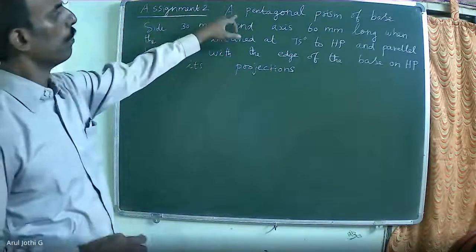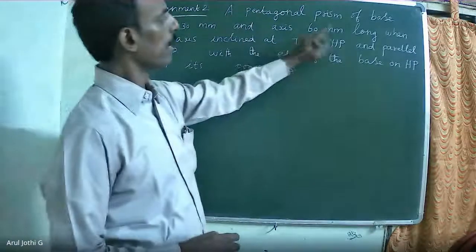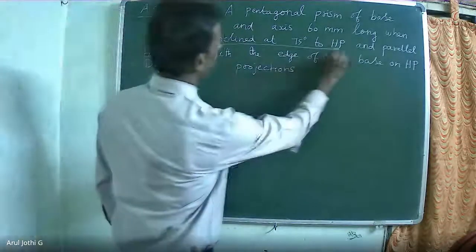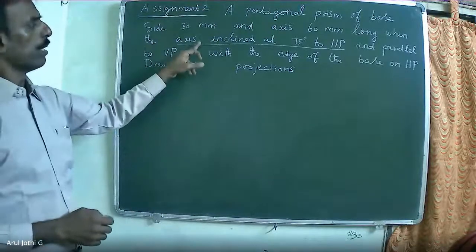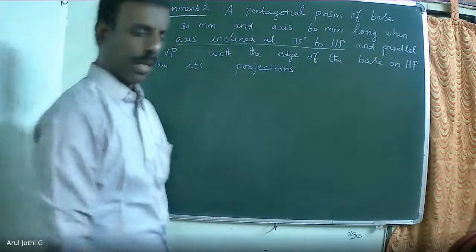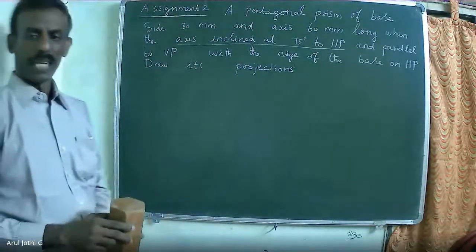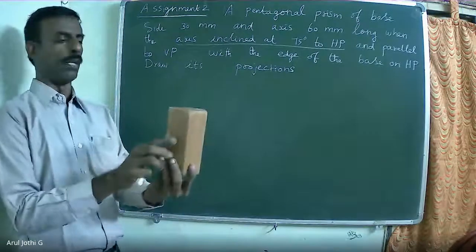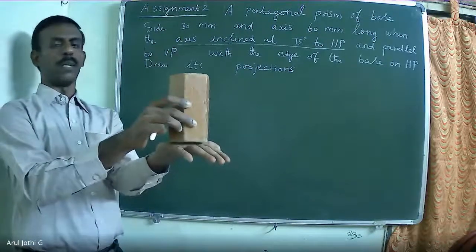Now this is a pentagonal prism, axis side and base side given. When the axis is inclined 75 degree with the HP, how to start the diagram? The axis inclined to HP means only in the top view can you see the actual shape, the true shape of the pentagonal prism. Here I am having a hexagonal prism, but anyway, it's similar to the earlier problem. Now the prism axis is perpendicular to HP.